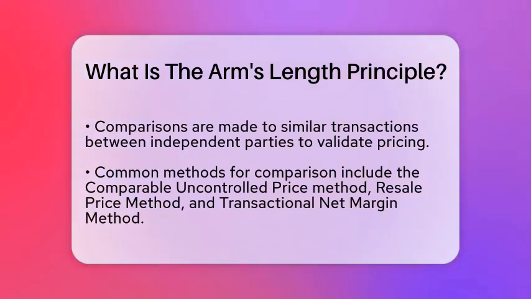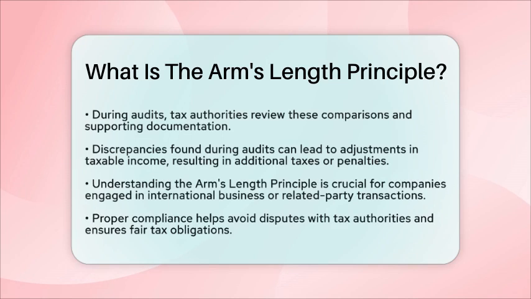During a transfer pricing audit, tax authorities will review these comparisons and the supporting documentation. They assess whether the terms of related party transactions align with market conditions. If they find discrepancies, they may adjust the taxable income of the companies involved. This can lead to additional taxes, penalties, or interest.